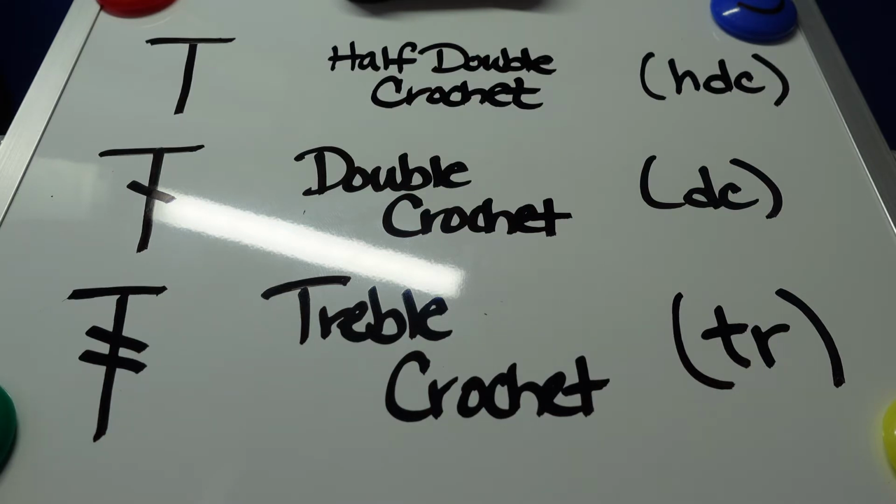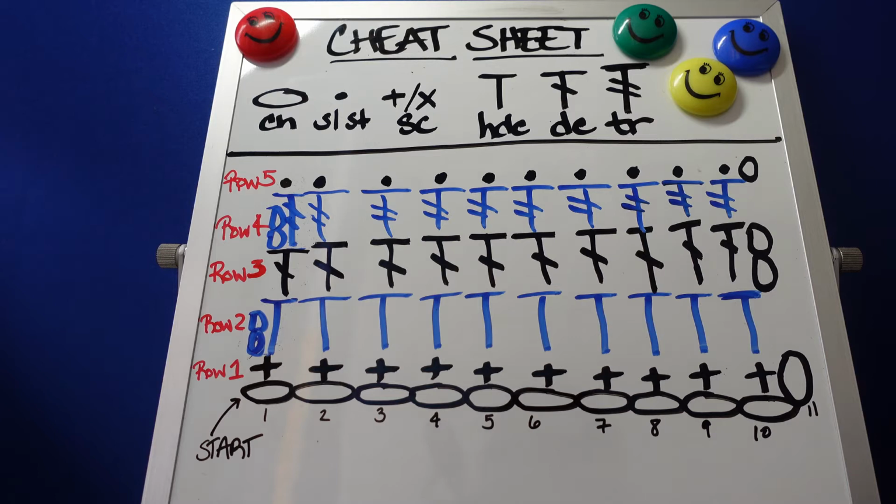So, all right. Now that you've learned 6 symbols, you've learned the symbol for the chain stitch, the slip stitch, the single crochet, the half double crochet, the double crochet, and the treble crochet. Let's look at a crochet pattern diagram using these symbols. All right. So here is our crochet diagram with symbols, of course.